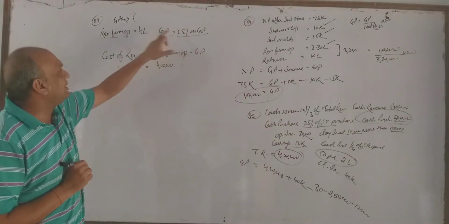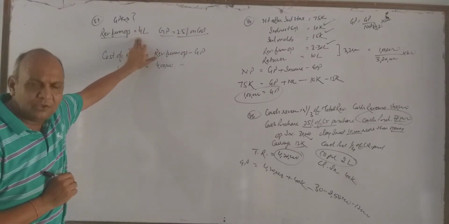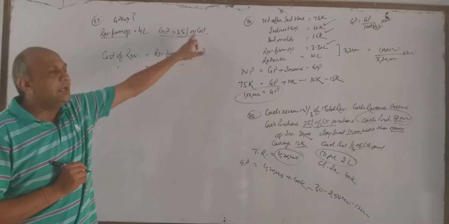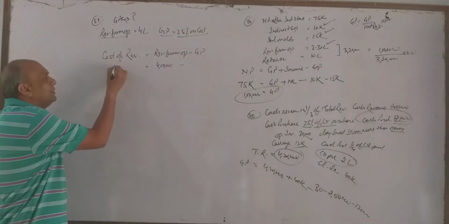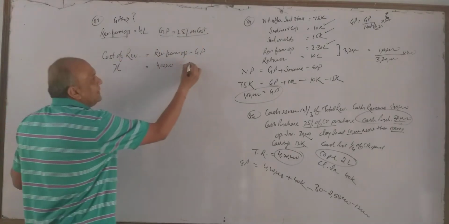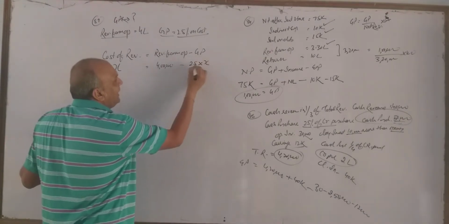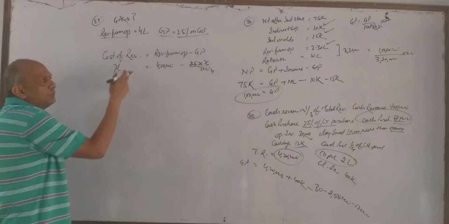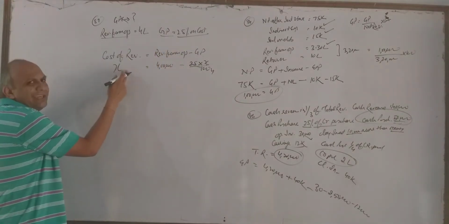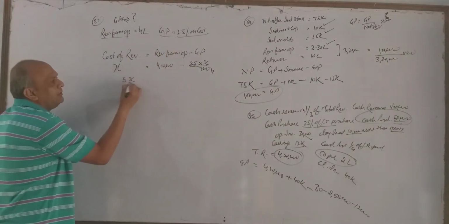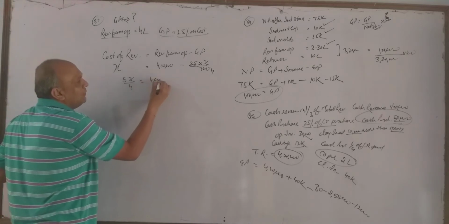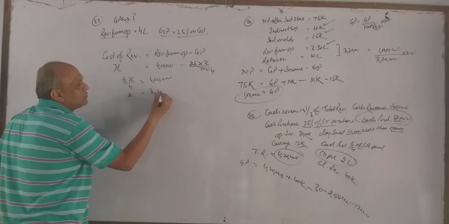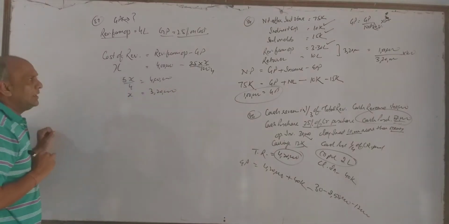Can I take 25% of 4 lakh? No, I cannot. Why, sir? Because it is given on cost. And how much cost? Cost we don't have. So let us assume cost is X. So it will be 25 into X upon 100. 25 fours are 100. This X by 4 will come this side. So X plus X by 4 becomes 5X by 4 is equal to 4 lakh. X is equal to 3,20,000 rupees.